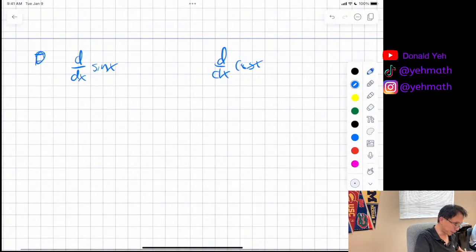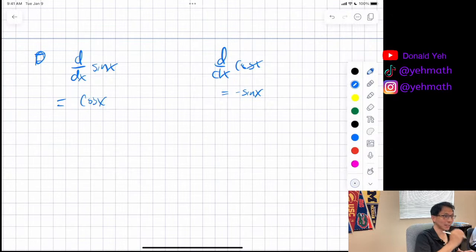I'm gonna take a derivative of this. Hold on, change that screen. The derivative of sine of x is equal to cosine of x, and the derivative of cosine of x is equal to negative sine of x. Yeah, negative. Anytime you take a derivative of any function with the c, it's always gonna end up negative. That's just the way it is.